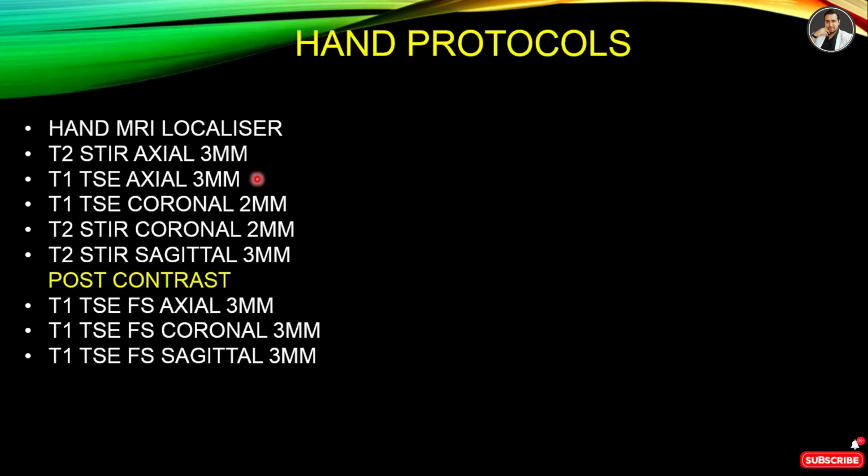From now on, we have the hand protocol. First, the localizer comes. Then there are two axials: one is T2 and T1. Then there are two coronals: one is T1 coronal and the other is T2 coronal. And there is a sagittal, T2 sagittal. And if we use contrast, then we will get all the T1 sequences: axial, coronal and sagittal. So, these protocols are our routine protocols. We can confirm these protocols with the help of a radiologist.